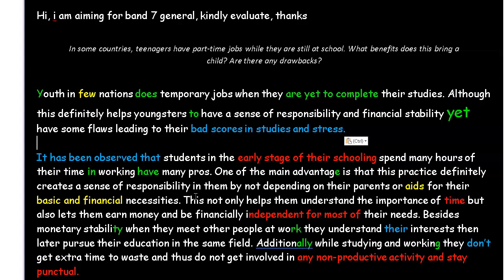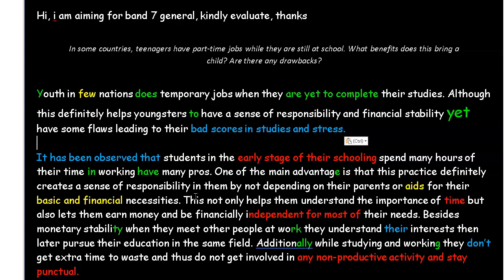Okay, one of the main advantage. When we got one of, you need a group. You need a plural. One of a plural. It has to be a plural. One of the main advantages is that this practice definitely creates a sense of responsibility in them by not depending. They receive, or they develop a sense of responsibility by not depending on their parents. By not depending on their parents or aides? What teenagers have aides? For their basic and financial necessities.